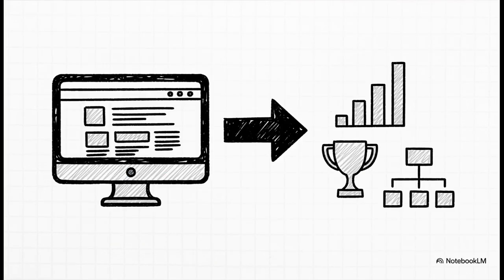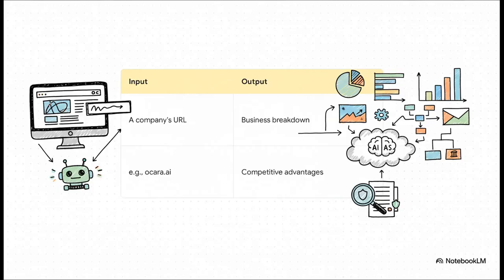Let's switch gears a bit to a more business-focused use case. Say you need to get up to speed on a new company, maybe a competitor or a potential partner, and you need to do it fast. Well, you just feed it a website URL. The AI will crawl the site and then generate an infographic that breaks down the entire business, what they do, what makes them special, and even how their technology works. This is amazing for doing quick competitive analysis or comparing different software tools.